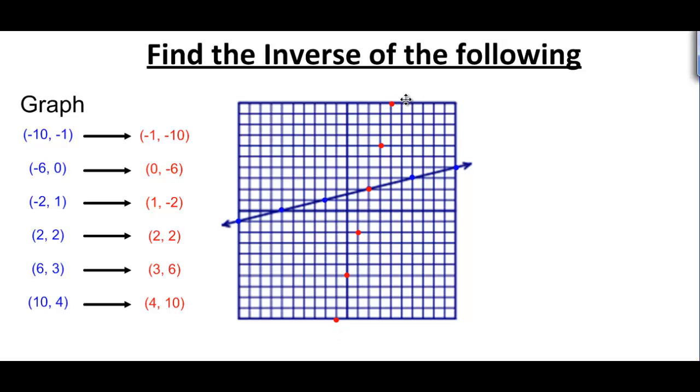Now if I notice, I get the same shape. And if you notice also that 2, 2 happens to fall in the same spot, because if x and y are the same values, when I take their inverse, I'm going to get the same value as well. But now what I need to do is I'm going to connect those points. And when I connect them, it should look like a line as well.